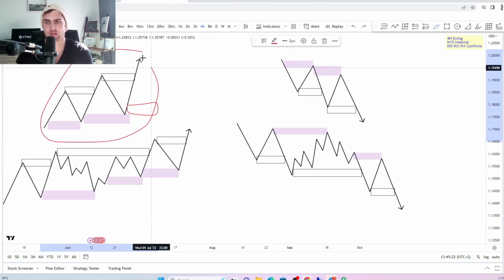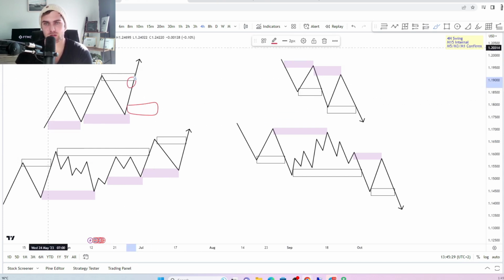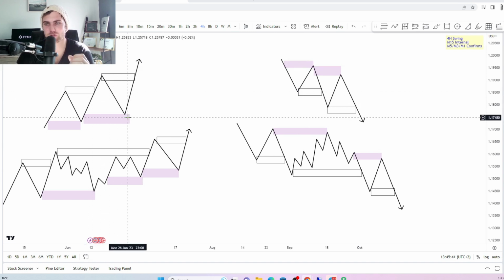So therefore, in this particular example, it would make more sense to look for long positions on demand zones instead of short positions on supply zones. The idea behind this is to target the weak structure that is currently failing.